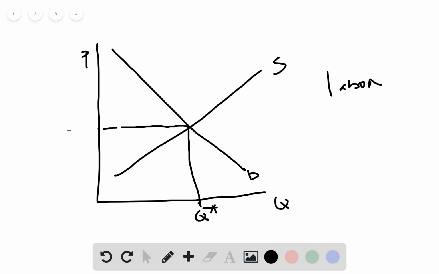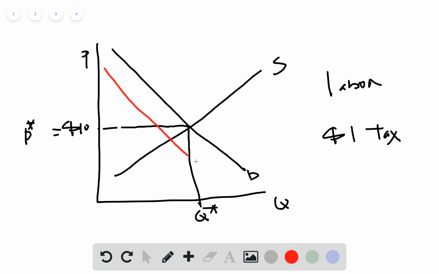Here, let's say the price might be $10 per hour. Okay, this is the equilibrium price. So the market can achieve equilibrium itself, and there is no deadweight loss. But now, if we imagine the government applies a tax, so let's say it is a $1 per unit tax. If the tax is applied to the firm, we would see the demand curve shift downward. So the amount of shift should be exactly $1.